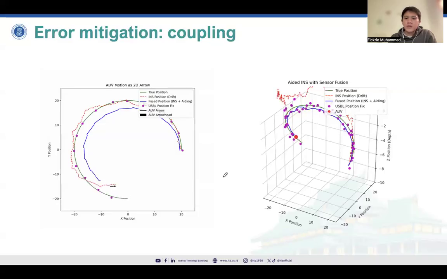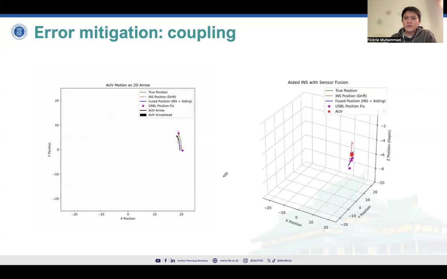As we can see here, the USBL position fix is coupled with the measurement from the AINS and the USBL. So on, we'll have the best estimations for the AUV.